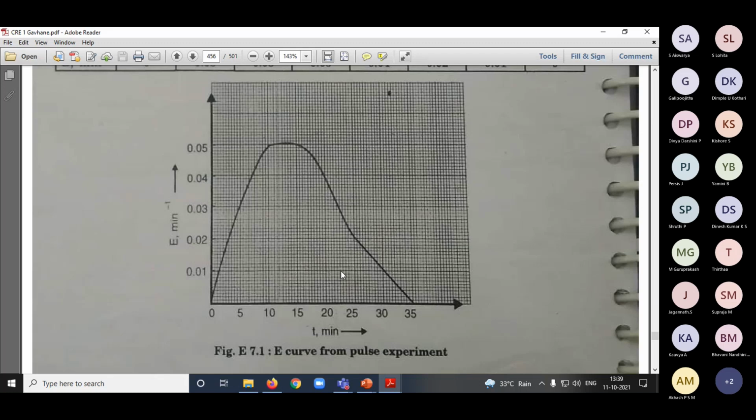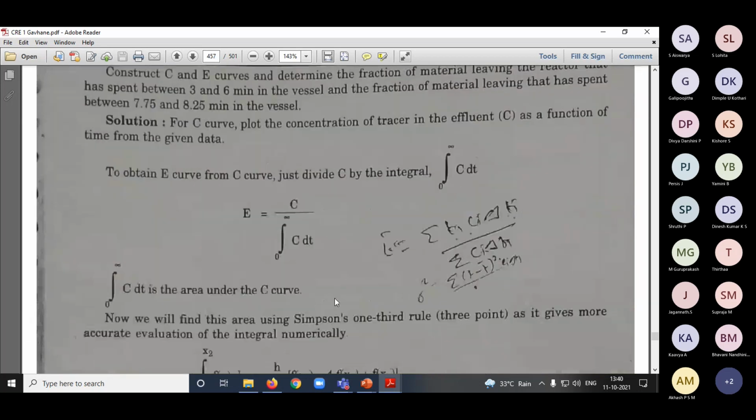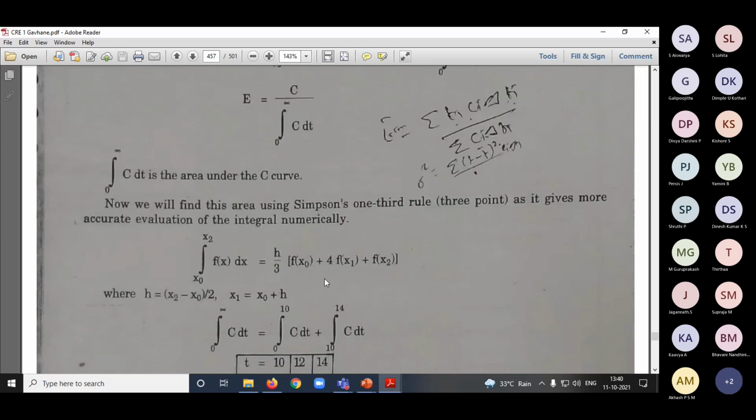So you have to draw the E curve, draw the area under the curve and find this area. That area divided by the total area will give you the fraction of material which is staying between these two times. That is what you try to do. This is the same thing, the E curve, C by C infinity. So C infinity is the area under the curve. You are going for Simpson's 1/3 rule. This is the Simpson's 1/3 rule formula. Either you can do this or directly draw a graph.